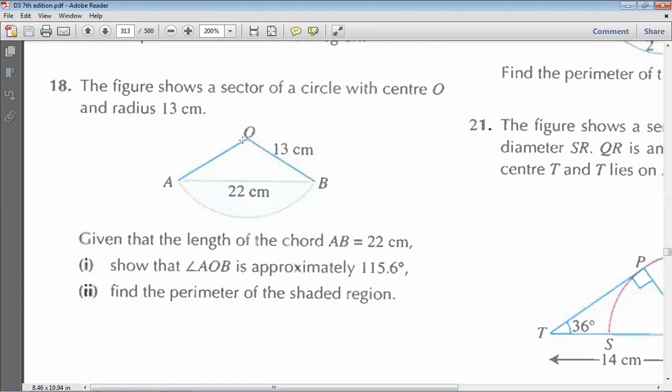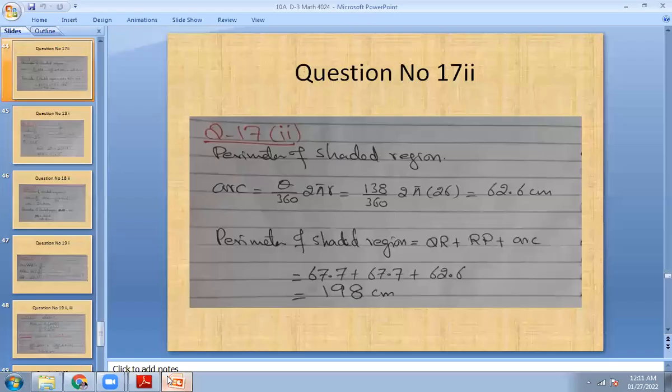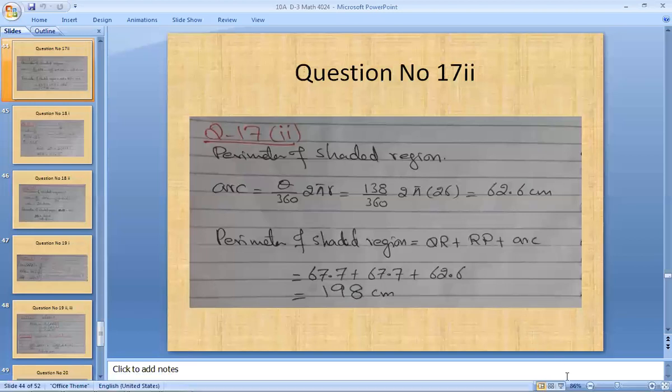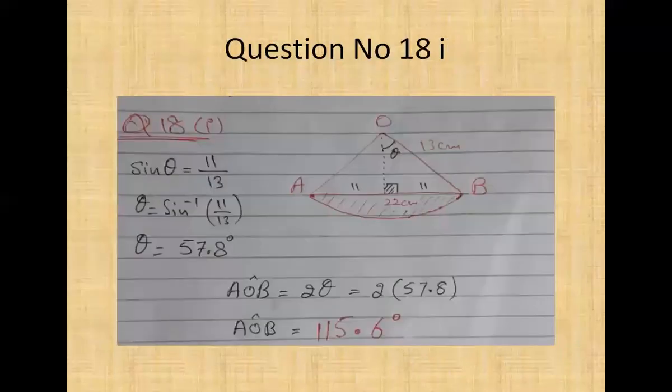If I draw an altitude here, that will divide this chord into two equal parts, 11 centimeter, 11 centimeter, and the angle between this chord and the line segment coming from the center will be 90 degree. I think you have not studied it yet. This is in chapter number 13, D3, New Syllabus Mathematics 7th edition, properties of circles. So I hope you will be able to understand. Let's go to the next solution.